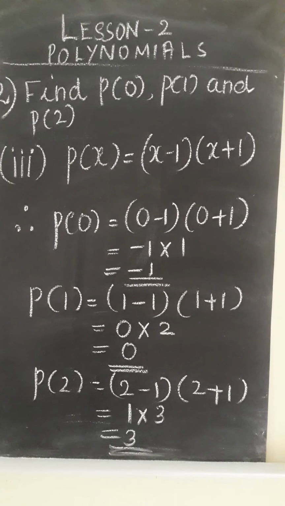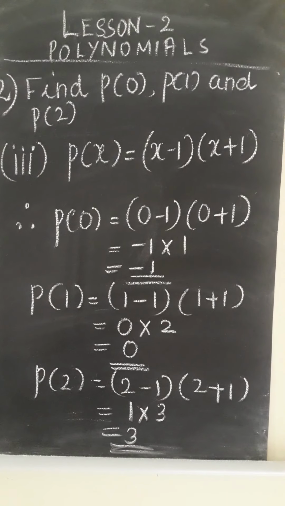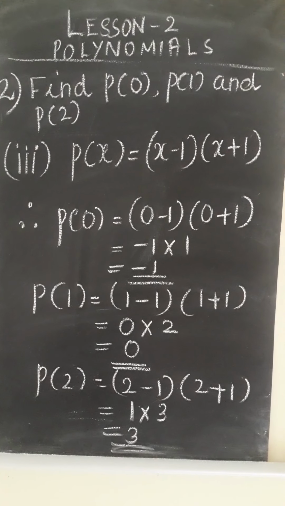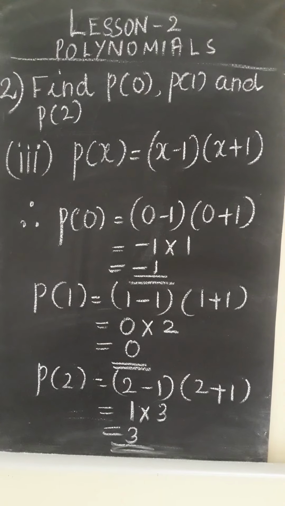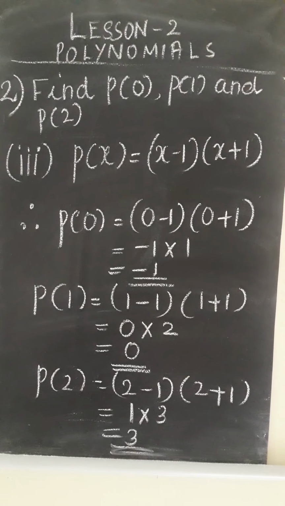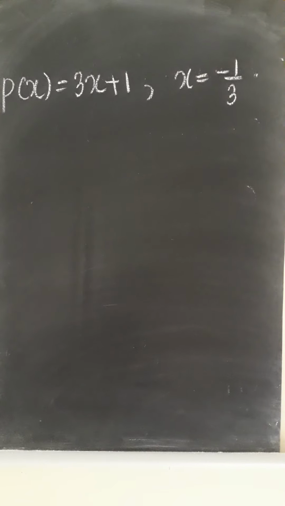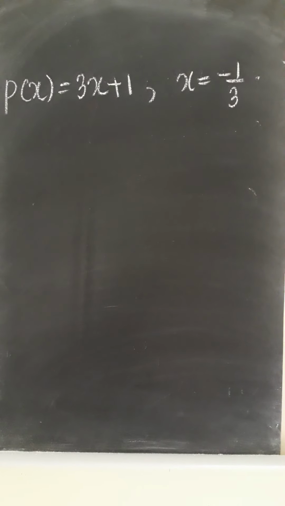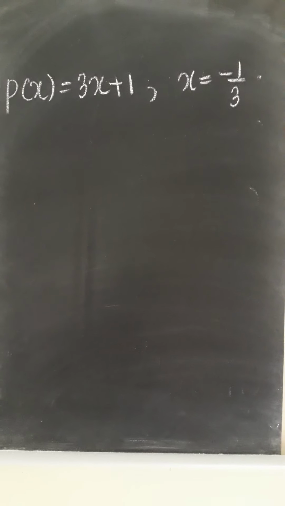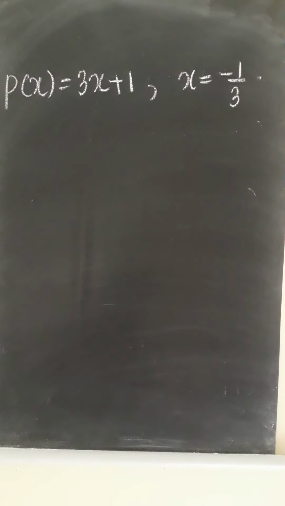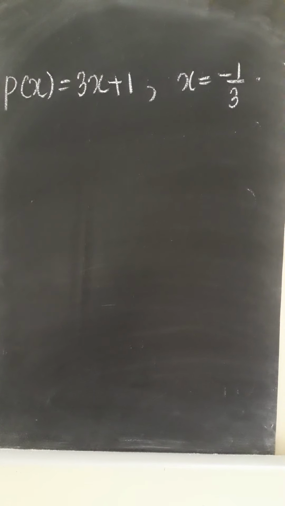Okay. Now after that we are moving to the third question. Verify whether the following are zeros of the polynomial indicated against them. Okay. 8 questions are there and we are moving to the first question. Here the polynomial P of x is equal to 3x plus 1 and you have to check whether x is equal to minus 1 by 3 is a zero of this polynomial or not.